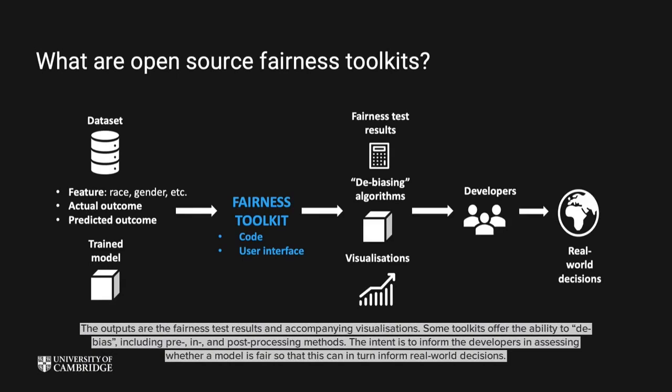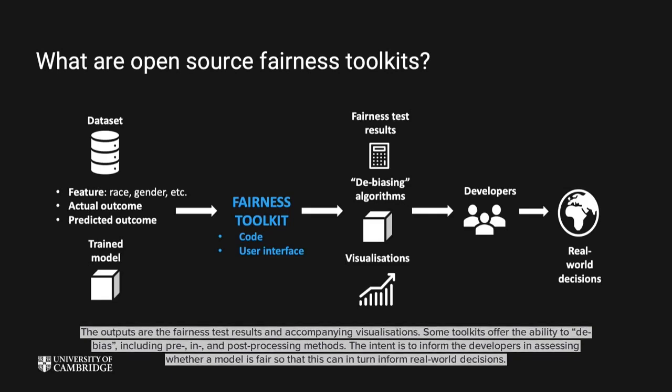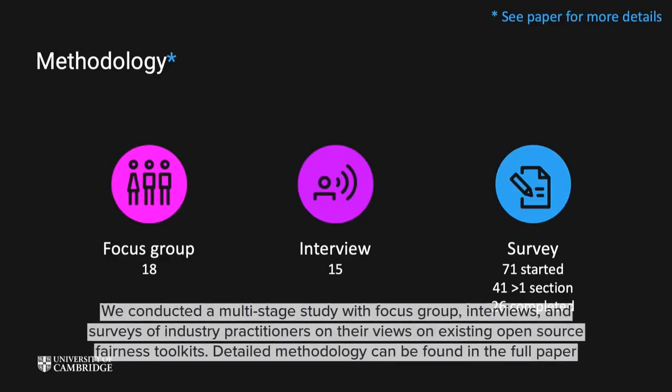Some toolkits offer the ability to debias, including pre-, in-, and post-processing methods. The intent is to inform the developers in assessing whether a model is fair so that this can in turn inform real-world decisions. We conducted a multi-stage study with the focus group interviews and surveys of industry practitioners on their views on the existing open-source fairness toolkits. Detailed methodology can be found in the full paper.